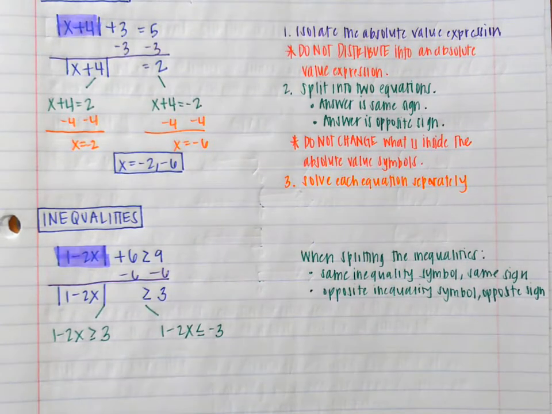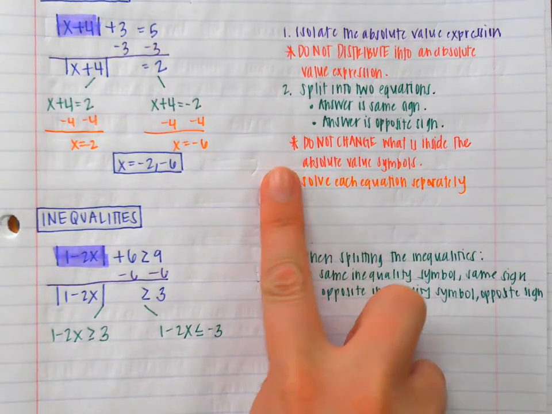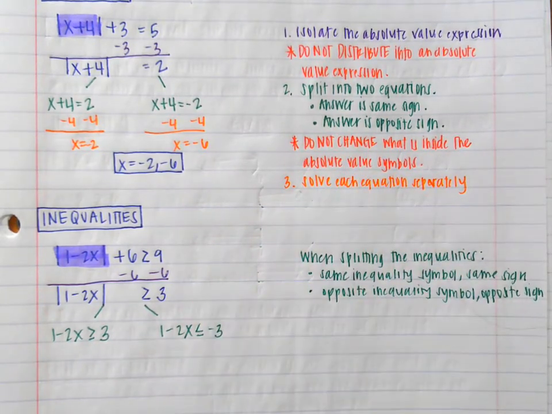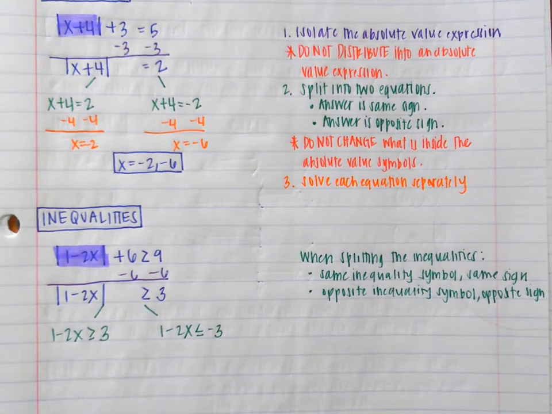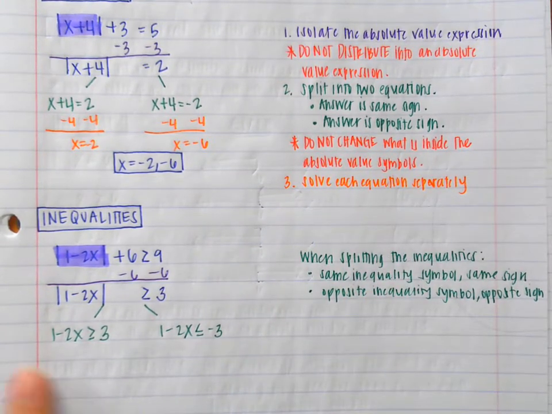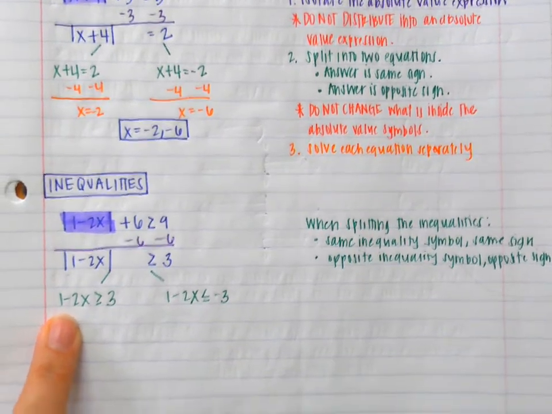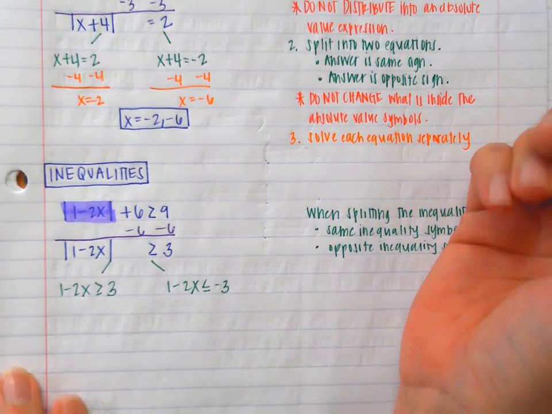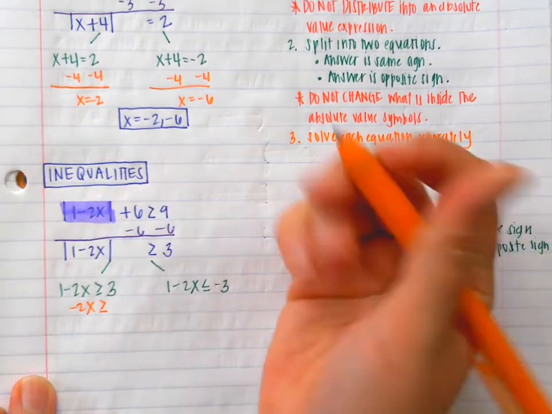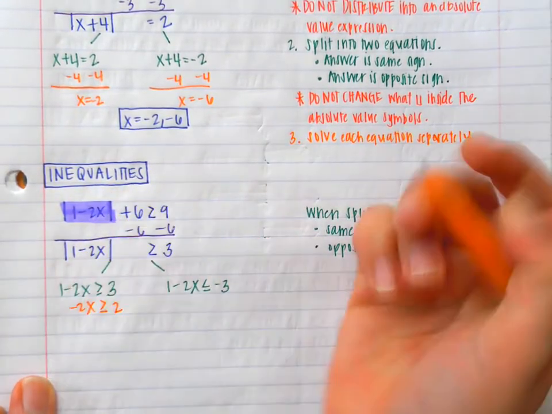Okay, so then we continue on. Same thing, same idea here. Do not change what is inside the absolute value symbols. That doesn't change for equations versus inequalities. That stays the same concept there. And so now what we do, just like we did, we solve each inequality separately. So I'm just going to focus on this one. I'm going to subtract 1 from both sides. So that's just going to be negative 2x is greater than or equal to 2.